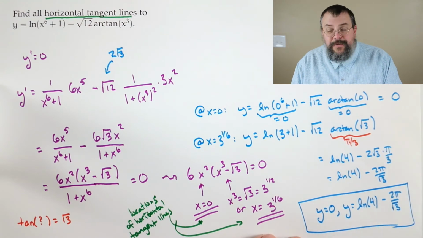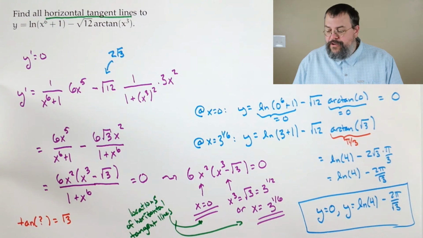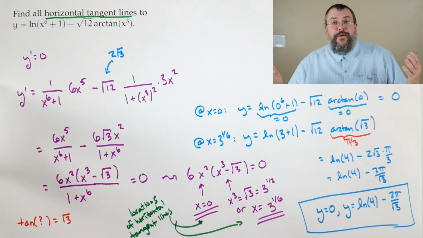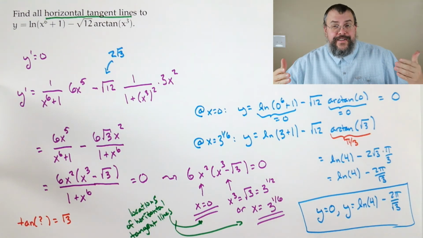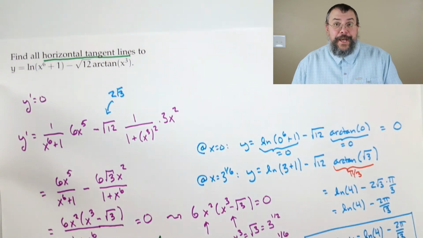All right. We may have guessed y equals 0 at the start, but I don't think we would have guessed natural log of 4 minus 2 pi over root 3 at the start. But we don't have to guess, right? That's the whole point. We have ways to find these things. We have ways, don't we? Okay. One more problem.